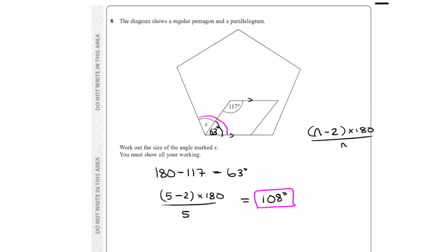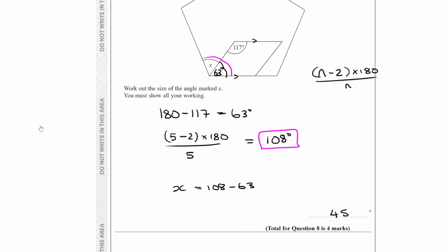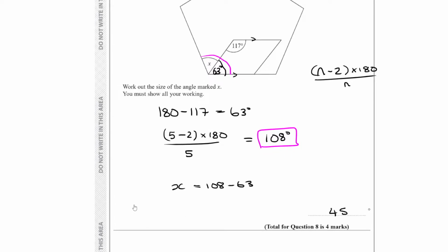And then, last thing, X is just the difference between 108 and 63. So we just subtract 108 minus 63. And yep, as you said, 45 degrees. And that's a nice 4 marks. Again, didn't even have to write any reasons for that one. So nice one, that one, if you've got the formula.